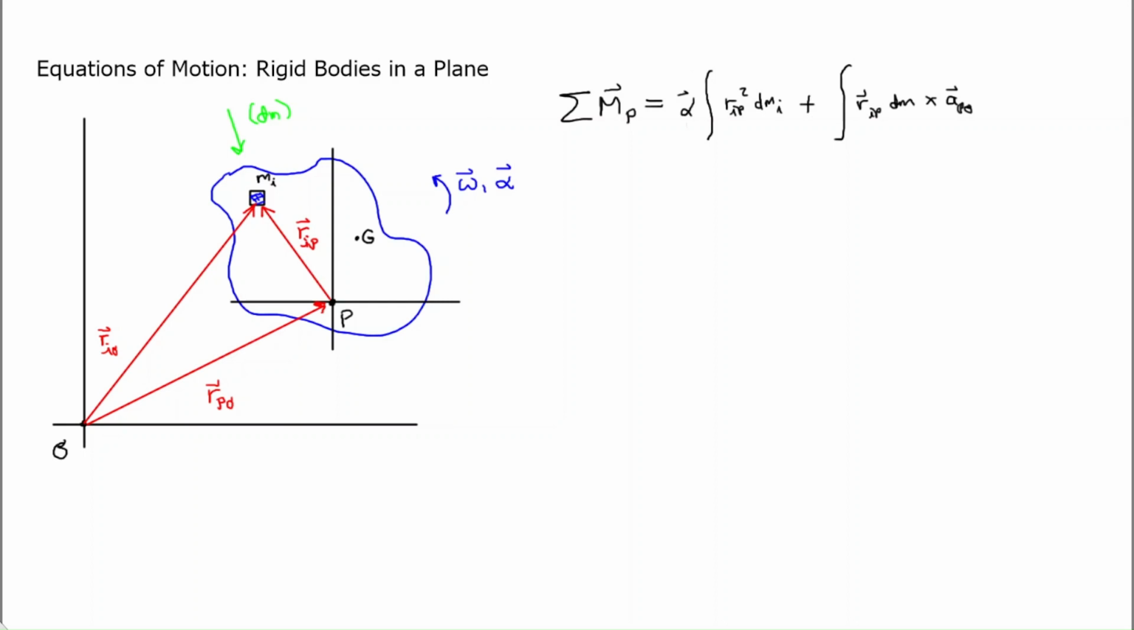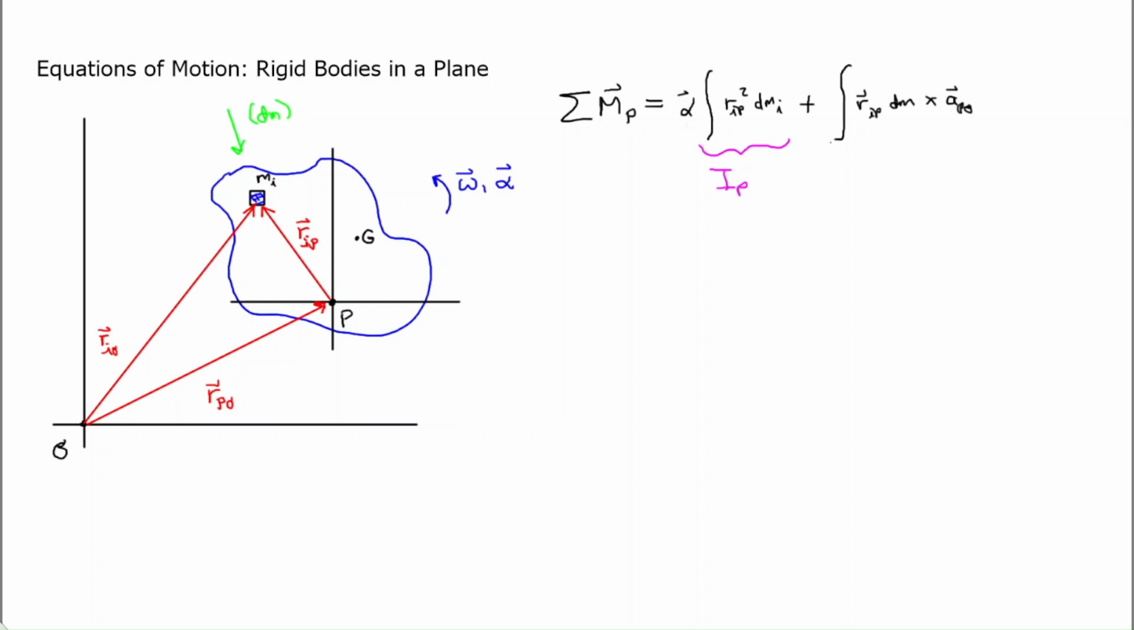Now I have to bring that out on the right side to respect the order of the cross product. But otherwise, after we do the integration, which turns out to be a vector, then we can take the appropriate cross product. Each of these integrals is fairly straightforward to recognize. This integral of r squared dm is really the moment of inertia of the rigid body about point P, because we're measuring point i from point P, and then we're integrating all such mass elements, dm sub i.